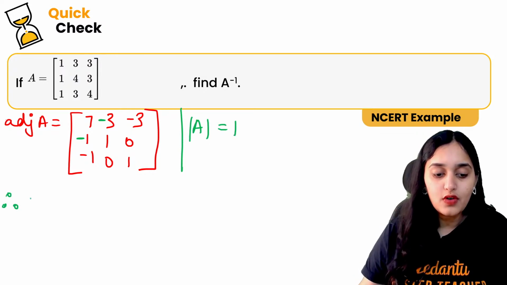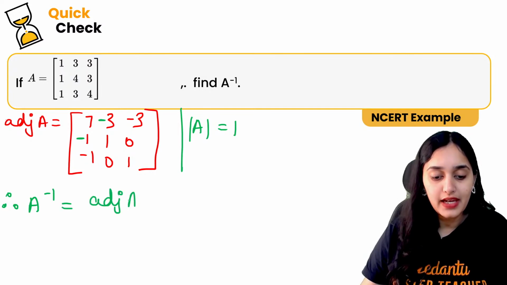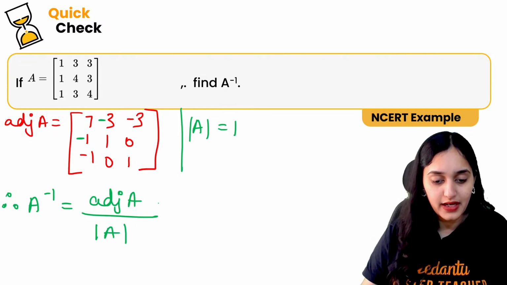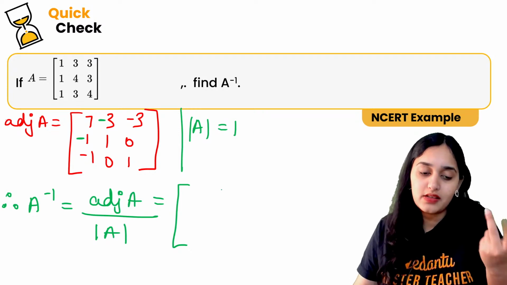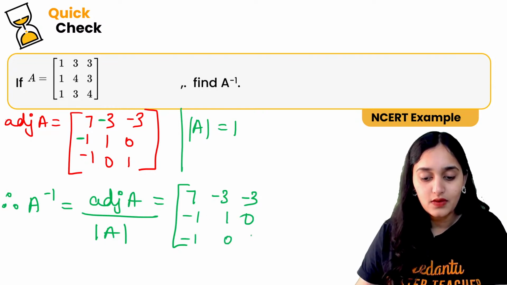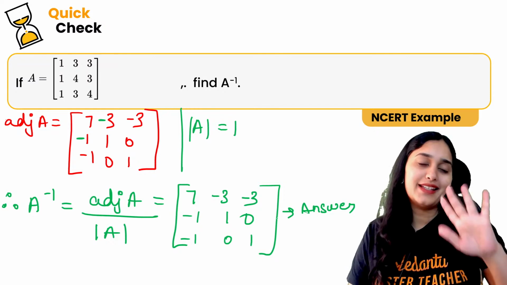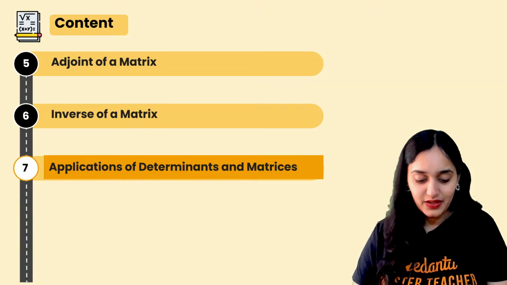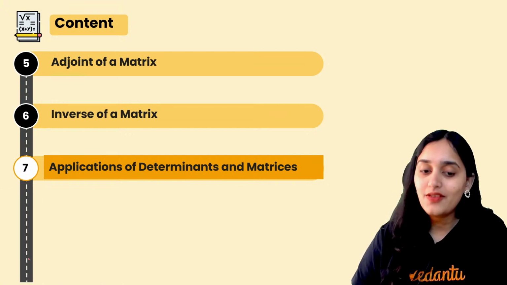So therefore A inverse will be, A inverse is adjoint of A divided by determinant of A. So determinant of A is 1, so does not matter. 7 minus 3 minus 3 minus 1, 1, 0, minus 1, 0, 1. This is my answer. Because if you divide by 1, still you will get the same answer. Right? Okay, now next let's learn about the application of determinants and matrices.